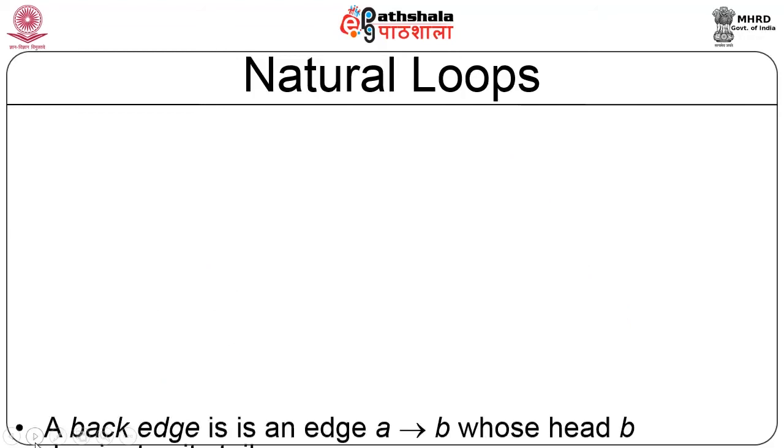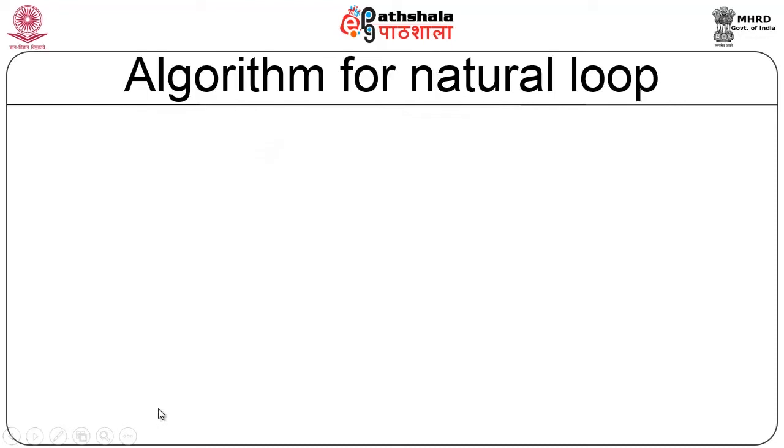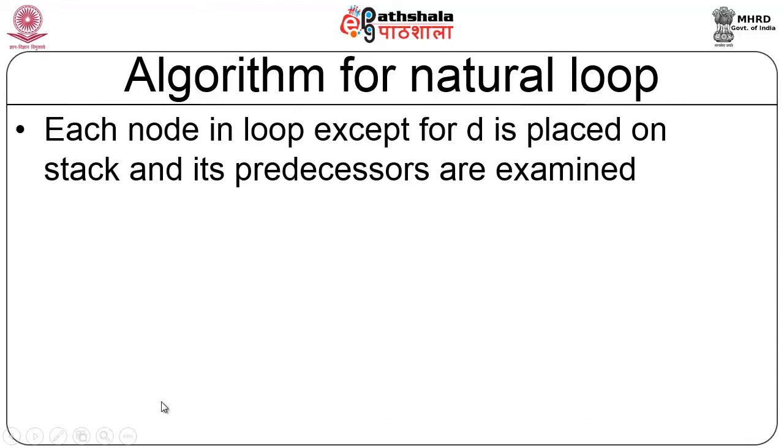So they form a natural loop is what we are trying to look at here. Unless two loops have the same header, they are disjoint or one is nested within the other. A nested loop is called an inner loop if it contains no other loops, and an outer loop can also contain multiple inner loops. So, this is one more scenario, and this is the algorithm for natural loop determination.